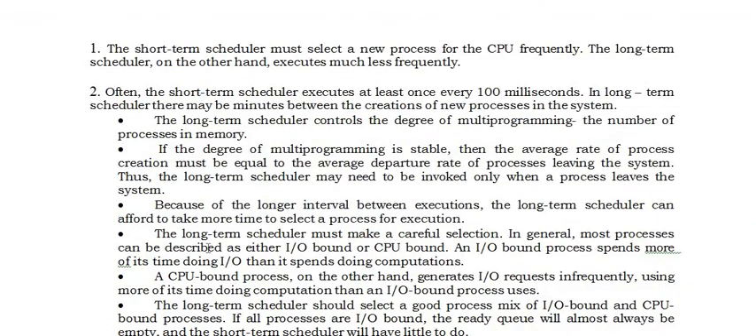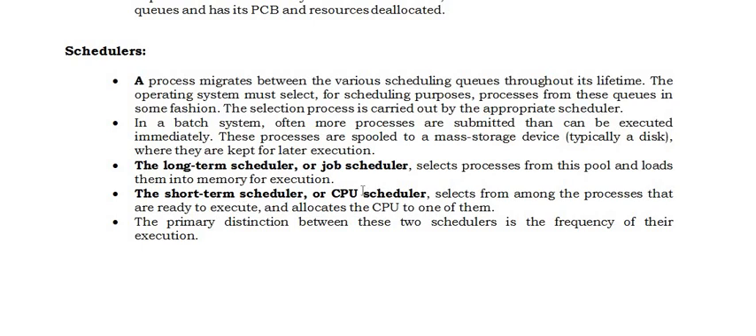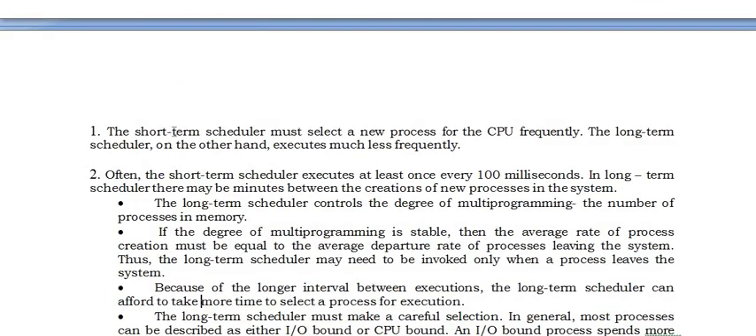See, the short-term scheduler must select a new process for the CPU frequently. So what does the short-term scheduler do? A new process has to be selected for the CPU frequently, but the long-term scheduler, on the other hand, executes much less frequently. Why? Short-term relates to the CPU, correct? Long-term relates to the job. So the long-term scheduler executes less frequently; it has little chance to execute. They will place all the processes in the same place. But the short-term scheduler selects only the process that is ready and assigns it to the CPU to execute, correct?